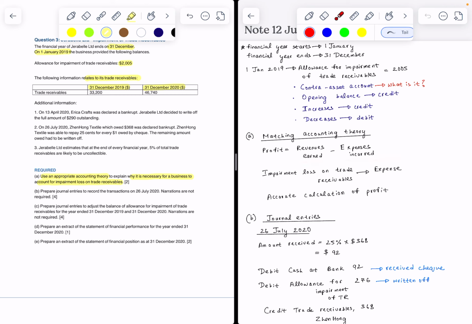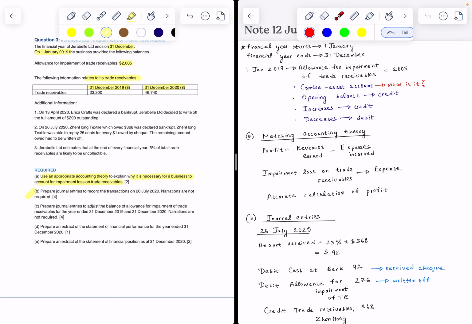All right, now let's look into part B. Prepare journal entries to record the transactions on 26th of July 2020. Narrations are not necessary. Now, what happened on the 26th of July 2020, which is additional information number 2.